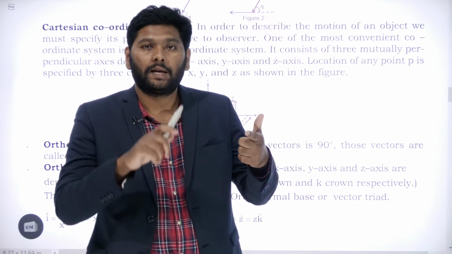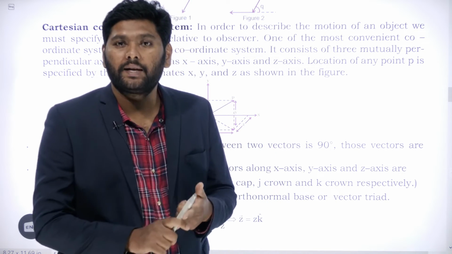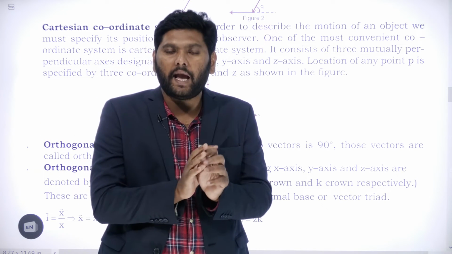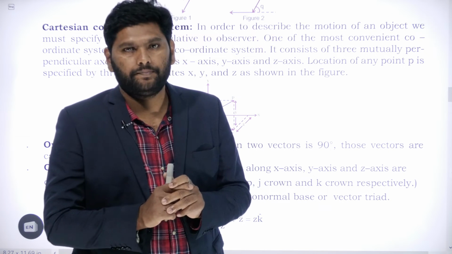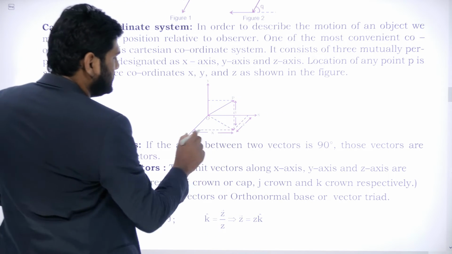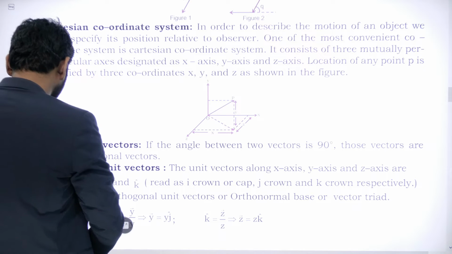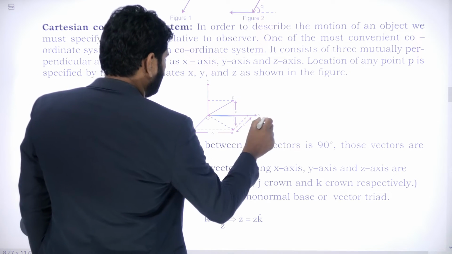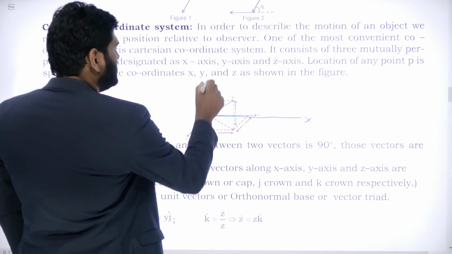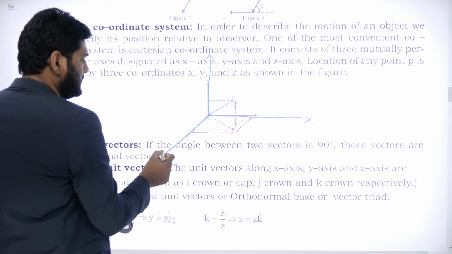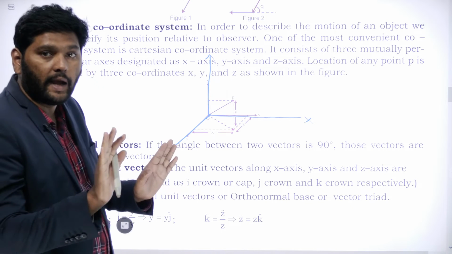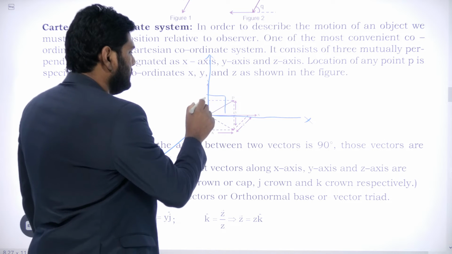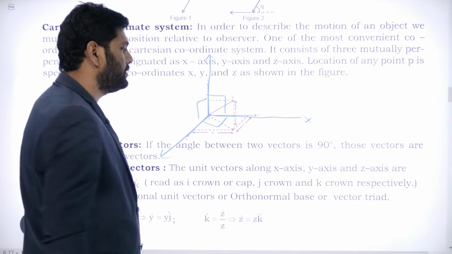But what is this? This Cartesian coordinate system consists of the x-axis, y-axis and z-axis, and these three axes act perpendicular to each other. Understand? So look here. This is the x-axis, this is the y-axis, and this is the z-axis. The angle between them is mutually perpendicular. This is 90, this is 90, even this is also 90.